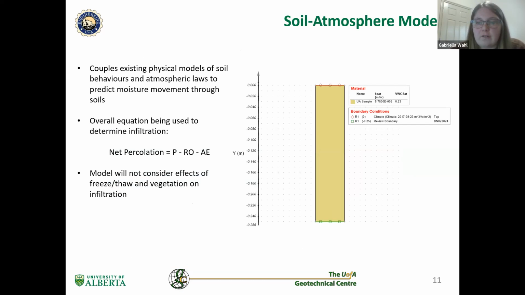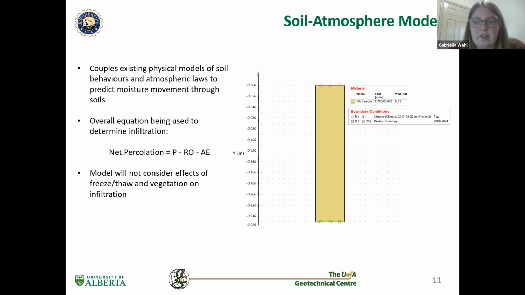And so once I had all of my input parameters, I started to look at the numerical model. Currently I'm using SVFlux, which is a multidimensional transient saturated unsaturated flow model. It couples the physical principles of water flow through porous media with atmospheric moisture demands to calculate the water balance equation shown on this slide here.